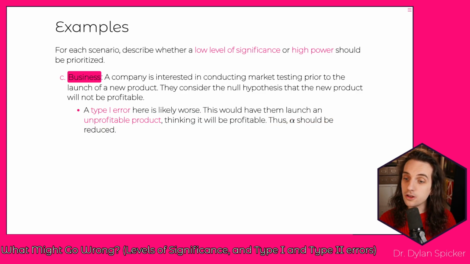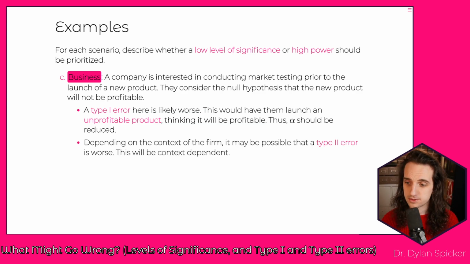However, in this case, you could also make an argument that a type 2 error might be worse, right? So depending on the context of the firm, it's possible that a type 2 error would be worse, where the type 2 error has them not launching something that would have actually been profitable. So if you imagine a company that's already sort of struggling, missing out on a profitable product might be a worse outcome than launching a product that is not profitable, right? And so in this case, it's going to depend on the context of the firm. You could make an argument for either of those being worse.